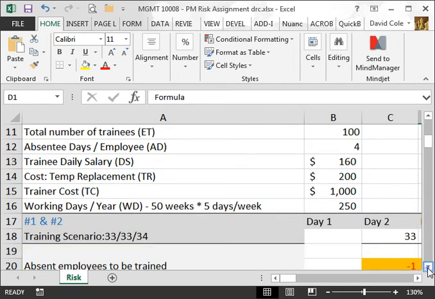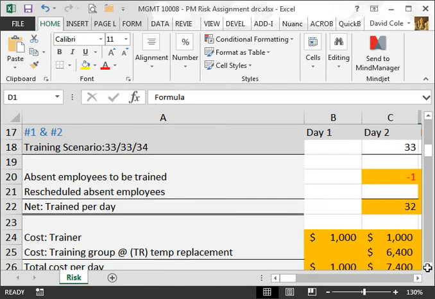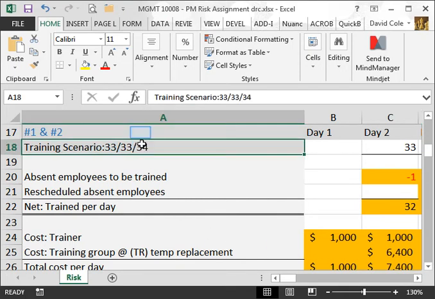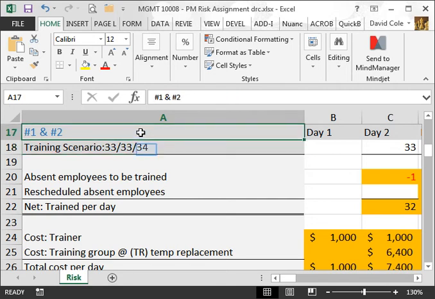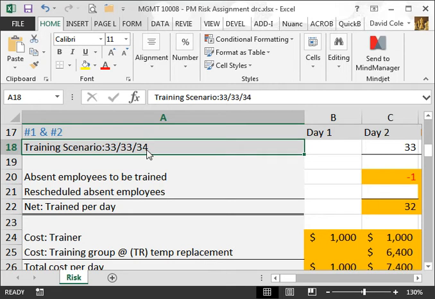As we progress through questions, we've answered questions 1 and 2, and again you can modify the format, but I'm looking for the same kind of information to be presented fairly clearly and concisely. So you'll see here that we have training scenarios for questions 1 and 2. Again, this training scenario has us identified as training 33 on day 1, 33 on day 2, and 34 on day 3.